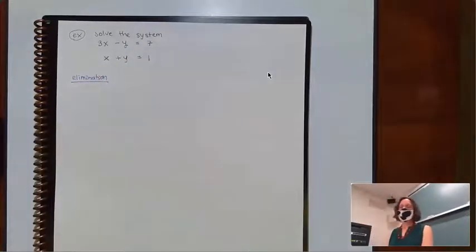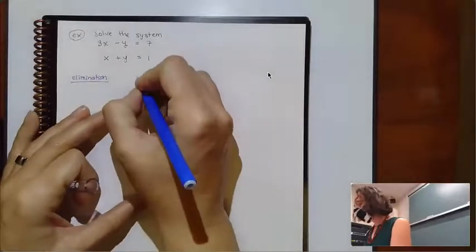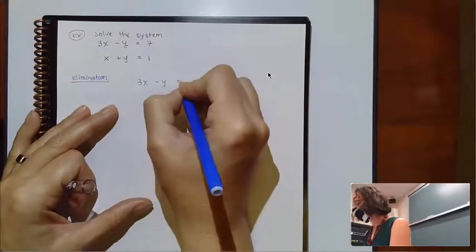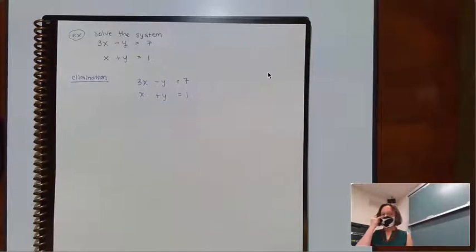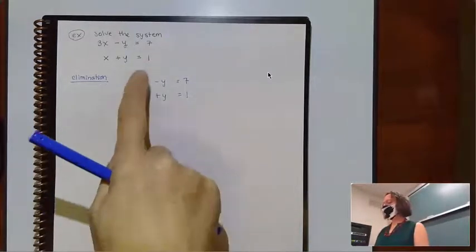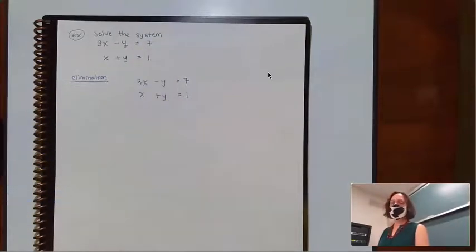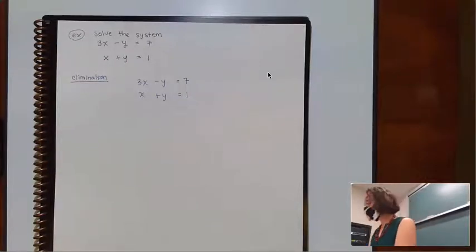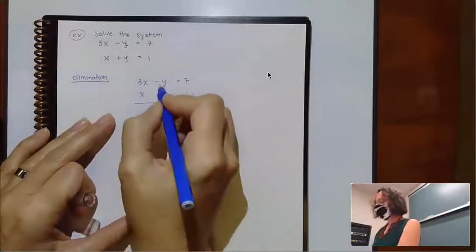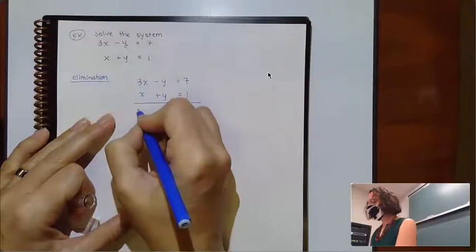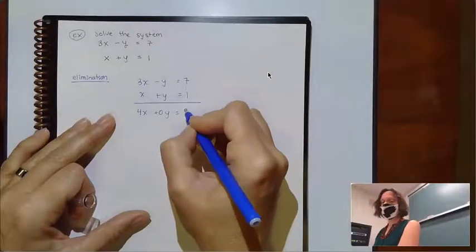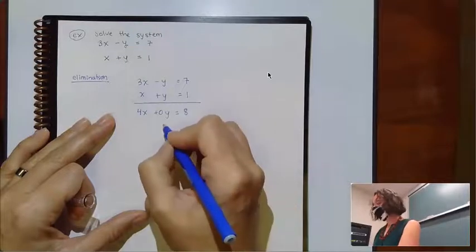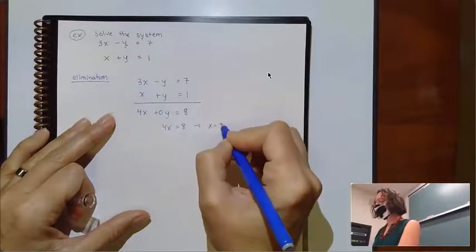So if I go for elimination here, I look at 3x minus y is equal to 7 and x plus y is equal to 1. I can already see that if I add everything on the left-hand side, my y's are going to be eliminated, so I don't have to multiply by a number this time. Adding, 3x plus x gives 4x, negative y plus y gives 0y, and 7 plus 1 is 8. So 4x is equal to 8, or x is equal to 2.